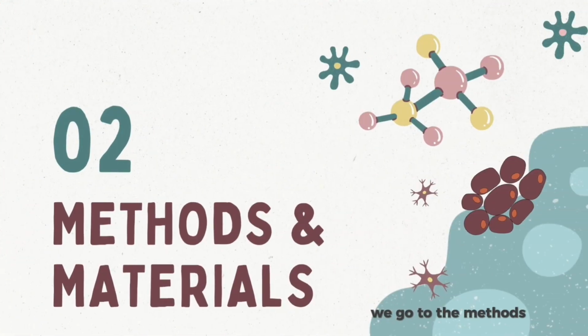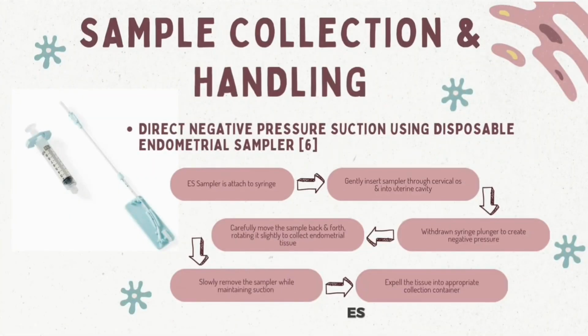Next, we go to the methods and materials needed to collect an endometrial sample. Why is it difficult to get endometrial cells? Because they are located in the uterine cavity, which is deep in the vagina. The ES sampler can make our routine much easier. We use direct negative pressure suction using a disposable endometrial sampler.